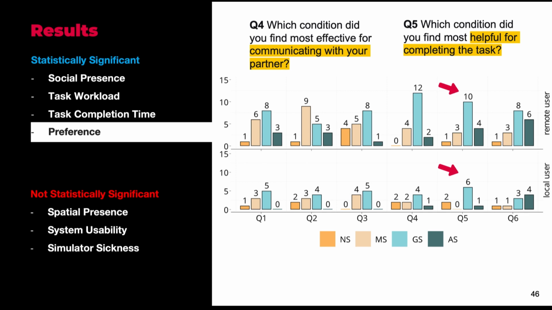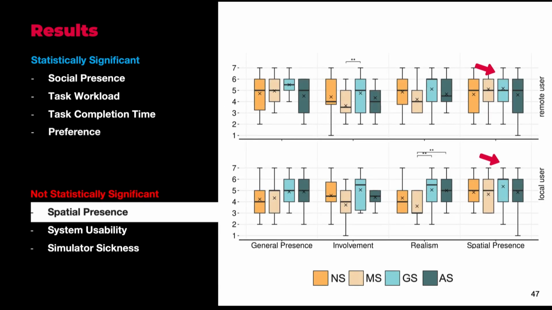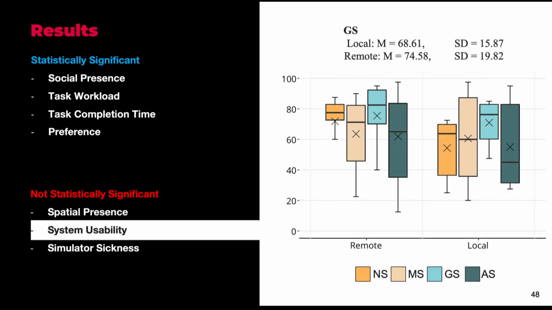I didn't really see any differences in the spatial presence of each of the conditions, which is the sense that you're really there inside that shared environment. However, it's worth noting that we didn't have many participants for this aspect. The SUS score for guided selection was above average, which is the 68 mark. However, I didn't find a significant difference between conditions, nor did I observe any interaction effect.